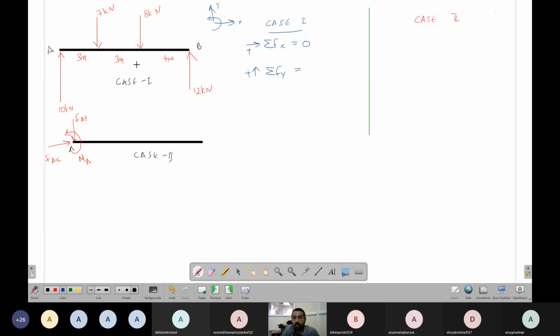So this is, let's say, Fy. There is a 10 upward, so it is positive 10. There is a 7 downward, so it's minus 7. There is an 8 downward, so it's minus 8. There is a 12 upward, so it's plus 12. So how much is this? Plus 3, 5, minus 5, 7. Is it 7? Almost 7 kN. Okay, 7 kN.